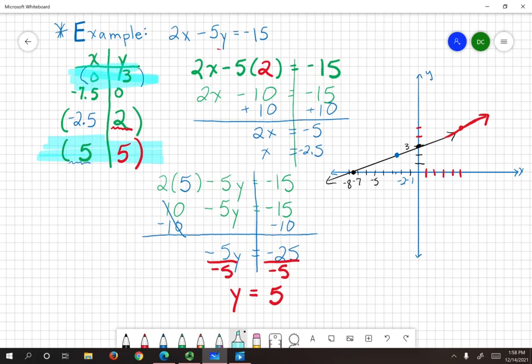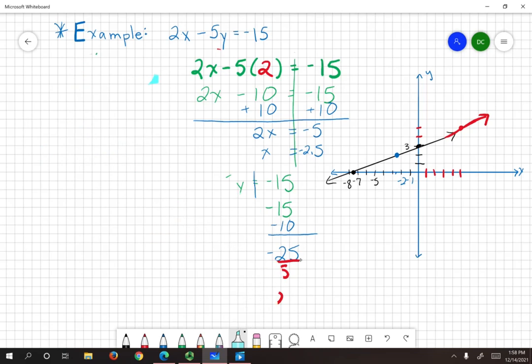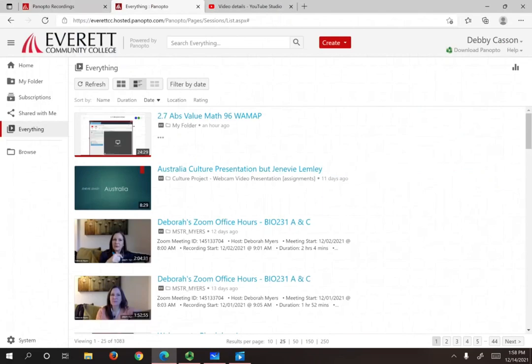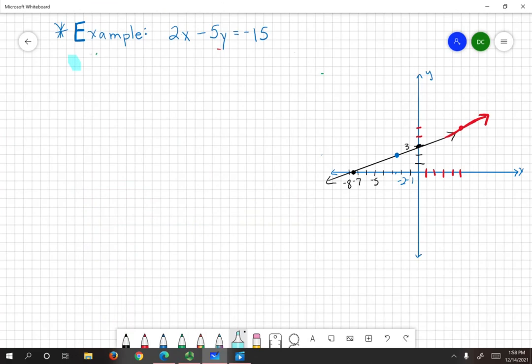Okay? So there's another way that we haven't even talked about. You might have heard about it before. It's called the slope-intercept form. The slope-intercept form, you've heard of the y equals mx plus b, maybe? So that's what we're going to do. We're going to take this equation, and we are going to solve it for y. But first, let's talk about what this is. So we want something in y equals mx plus b form.